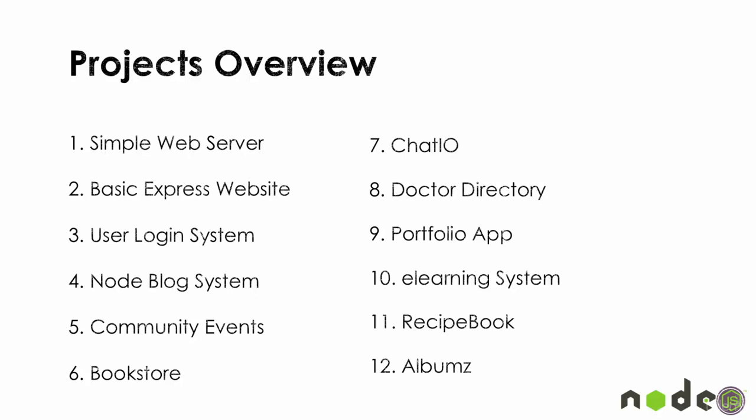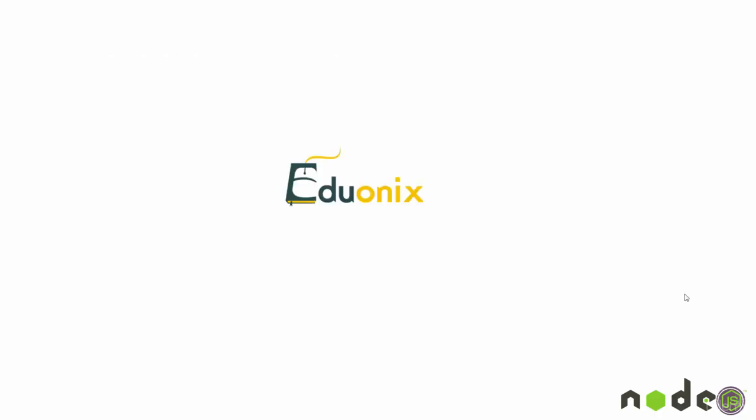Section 11 will be a recipe book, and we're going to be using PostgreSQL, which is a relational database, and we'll also be using Dust templates. And then section 12 will be an albums manager where we can perform CRUD operations on both albums and categories or genres. And for that, we'll be using Firebase.